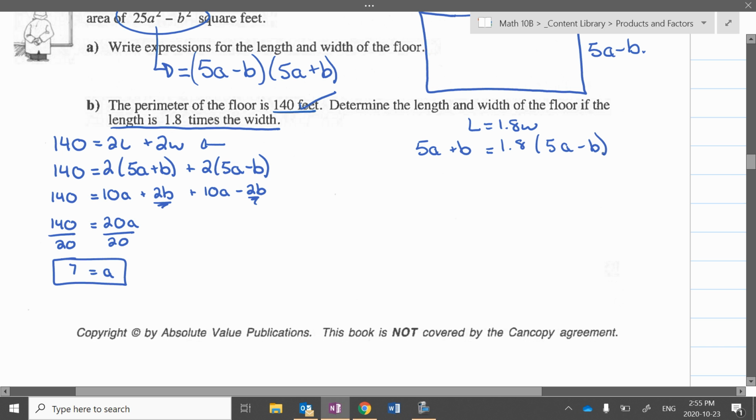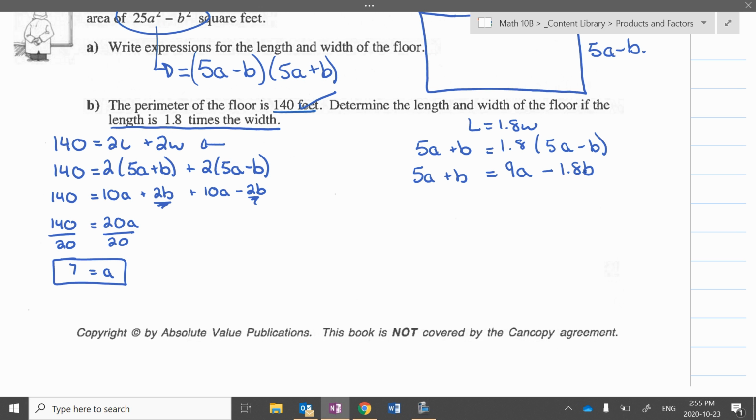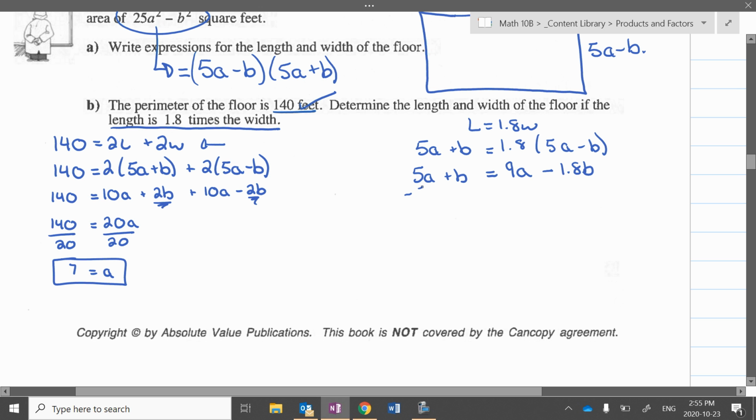Okay, so let's go through this and let's expand this out. 1.8 times 5, I don't expect you to know right off your head. You should have the ability to multiply that out though. So you can do your long multiplication. Remember this unit, we don't have calculators, so 1.8 times 5 is just 9. So from here, I want to combine like terms. So let's move our 5a's over. Those cancel. I'm left with 4a minus 1.8b. Add 1.8b to both sides. So I get 4a equals 2.8b.